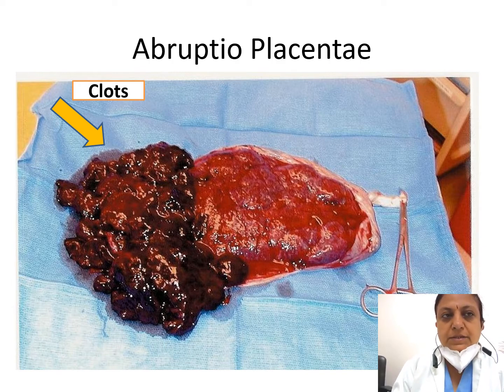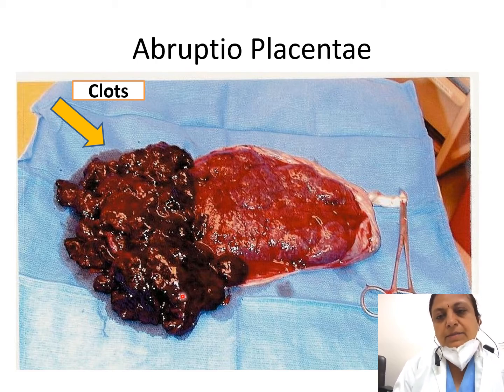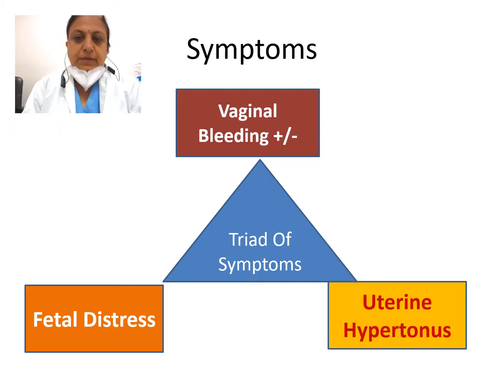In this picture, you can see that there is placenta, and these are the clots which have collected behind the placenta. So presence of these clots behind the placenta confirms the diagnosis of Abruptio Placentae. Abruptio placentae has a triad of symptoms. It has vaginal bleeding. Either vaginal bleeding is revealed, that is it is present, or it may be concealed, that is it may be absent. There is uterine hypertonus and there are signs of fetal distress.